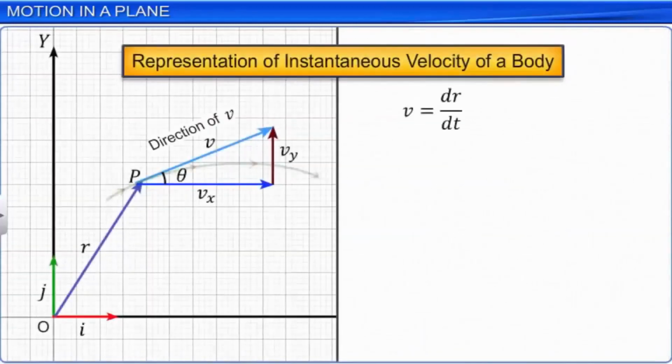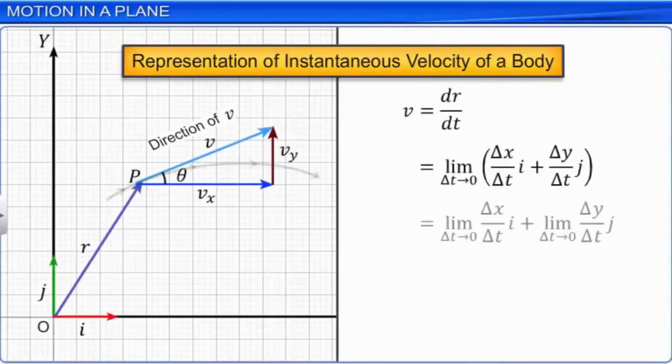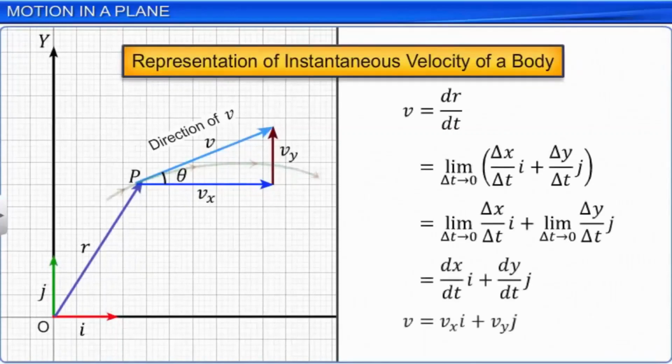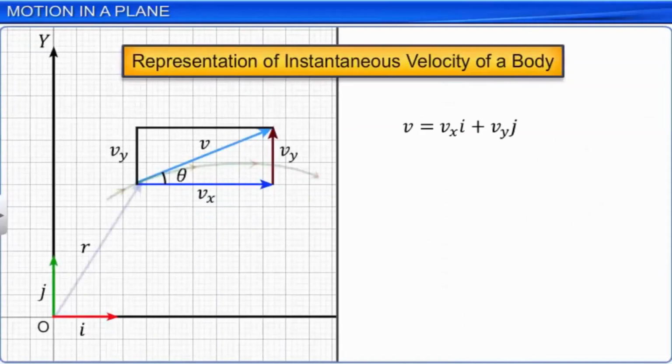Using the resolved parts of magnitudes of v in the x and y direction, that is, vx and vy, we can write v is equal to the square root of vx square plus vy square, and tan theta is equal to vy by vx, and theta is equal to tan inverse vy by vx.